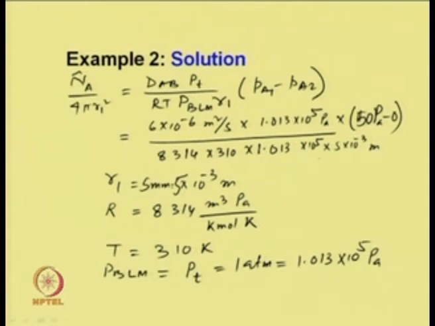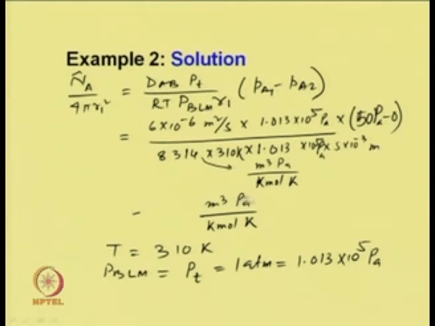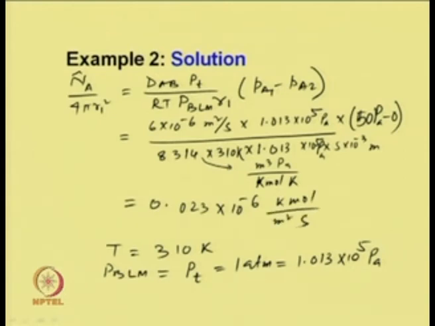This is meter, this is Pascal, and this is Kelvin, and this is meter cube Pascal per K mole Kelvin. So, after substitution of these, we will have 2.023 into 10 to the power minus 6 K mole per meter square second.